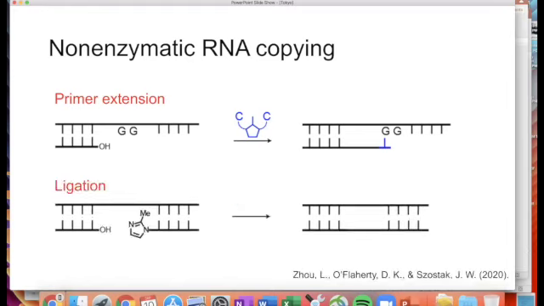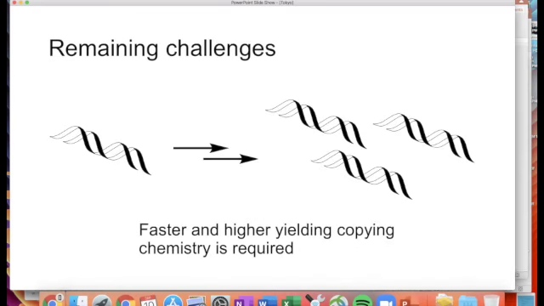The alternative pathway is via ligation. In this case, a short oligo binds the primer template duplex and reacts with the primer. For ligation, in this study, we use methylimidazole activated oligos. Ligation is attractive because it requires fewer chemical steps to copy a given template. However, currently the rate of ligation is much slower than that of primer extension. So the ultimate goal is to have chemistry that can copy RNA templates long enough to encode functional ribozymes, which would enable evolution to have an activity to select for and to get started.